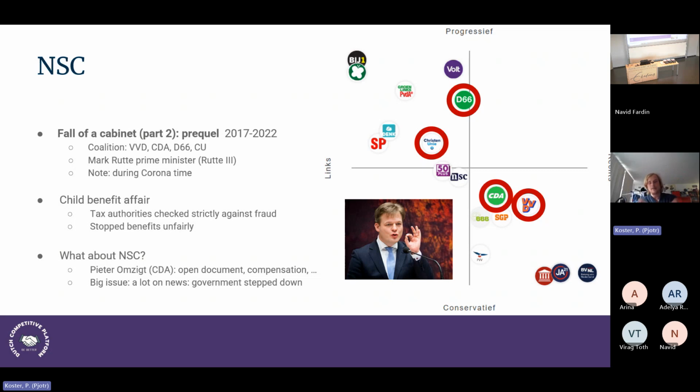And Pieter Omtzigt was one of the people who was pushing hard against this. So he was at the time still a party member of the CDA, as we say in Dutch.